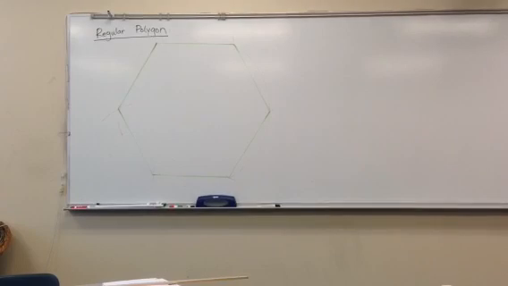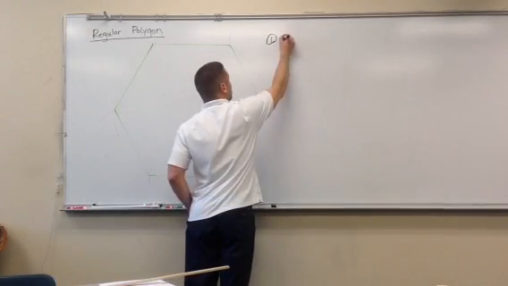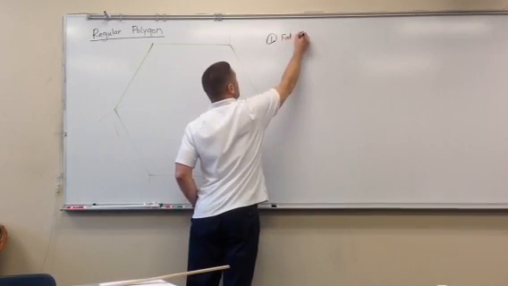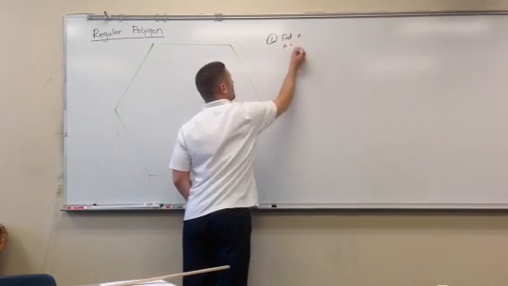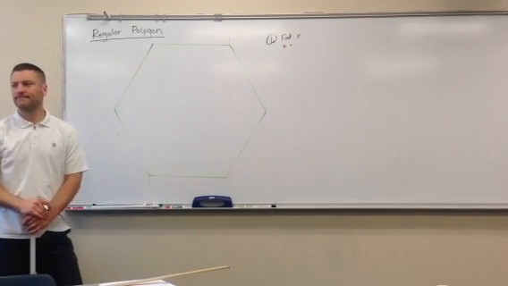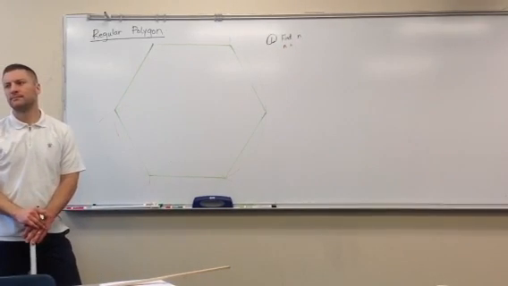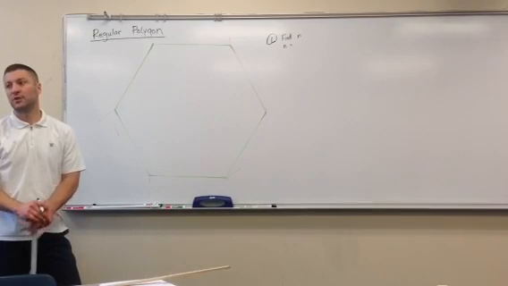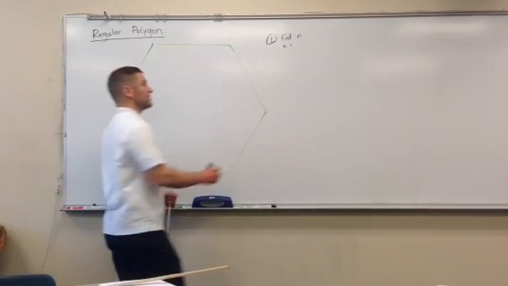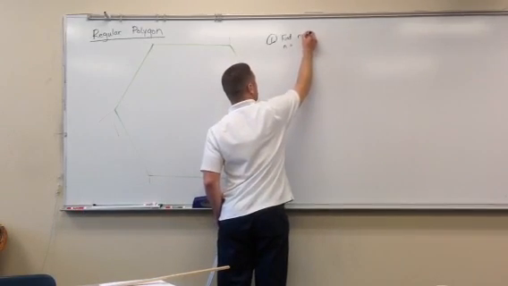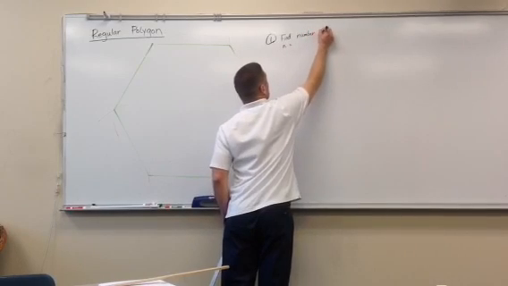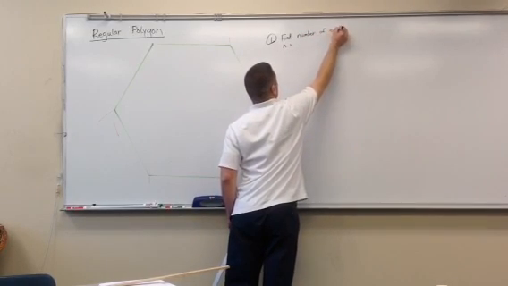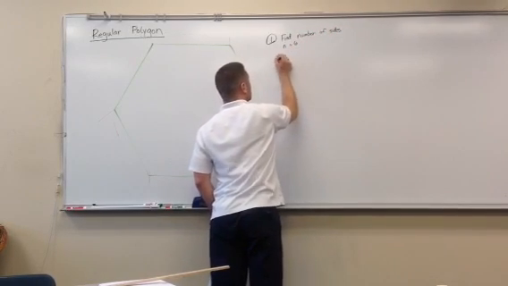Pause. Every time we need to find n. n is the number of sides. On this one, that is what? 6. There's 6 sides. Find n, which is the number of sides, and in this case is 6.